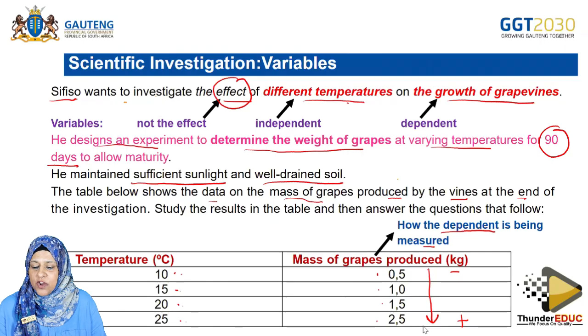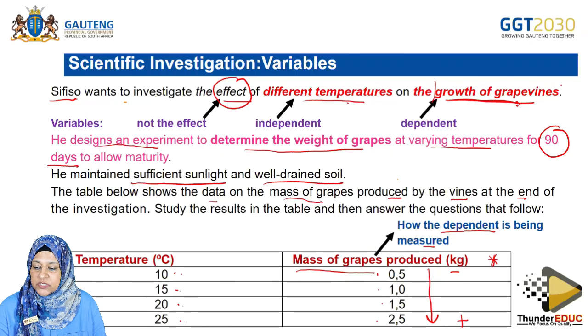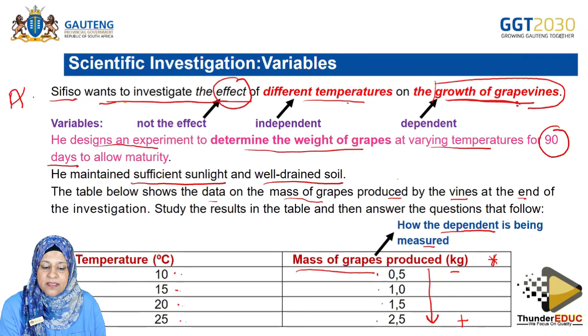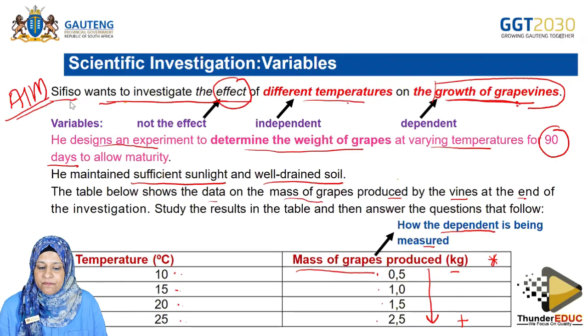So let us move on, and remember that my dependent variable is the growth of the grapevine. How did I measure the growth? By measuring the mass of the grapes produced. So therefore, this cannot be your dependent variable. This is your dependent variable, and you get that from "wants to investigate." Therefore, this is my aim.